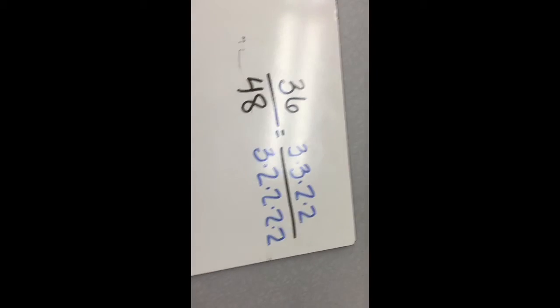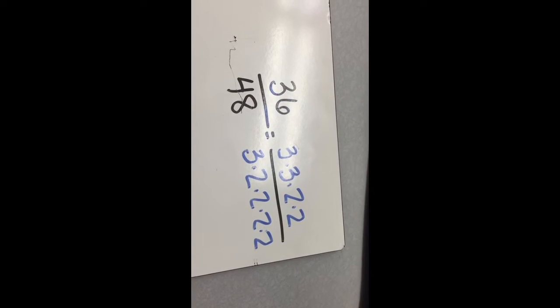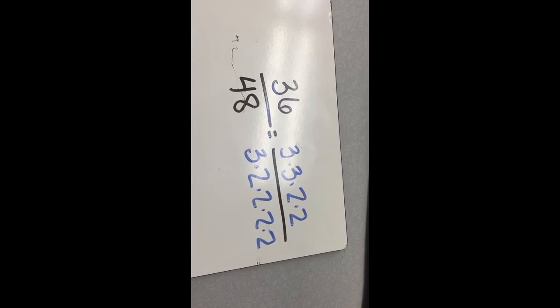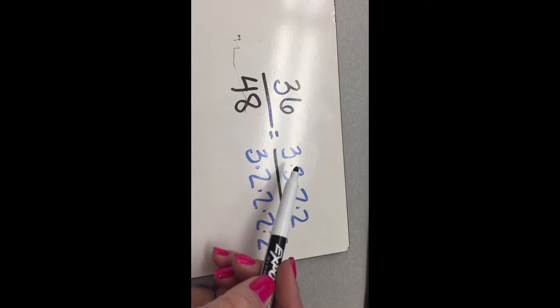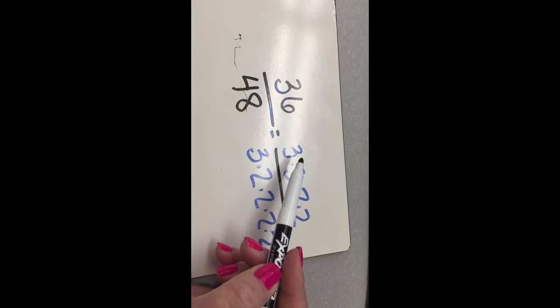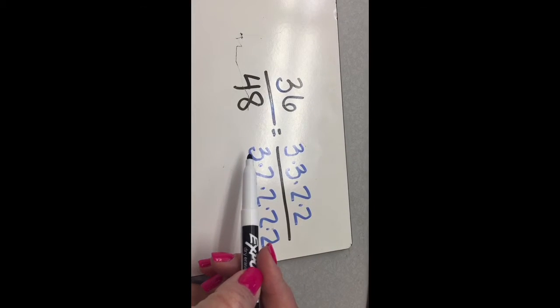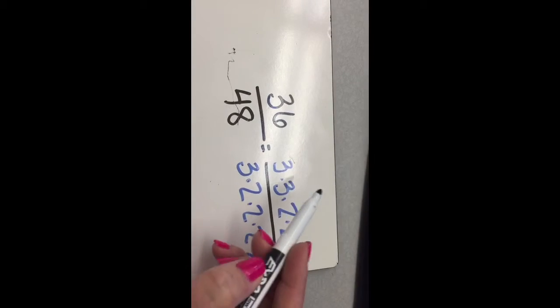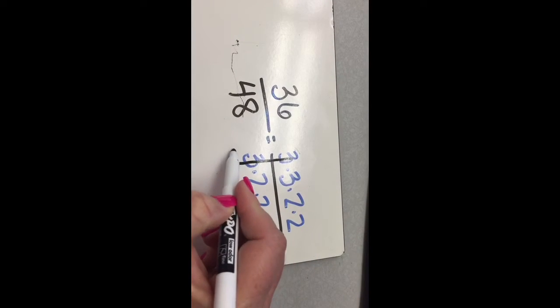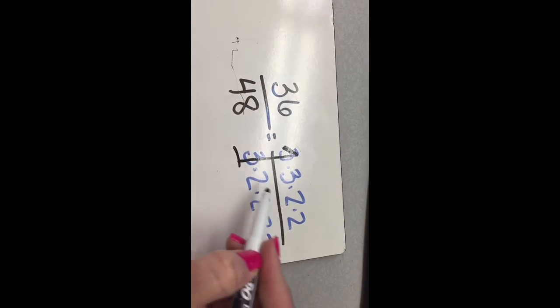Instead of simplifying like we've been doing, maybe by starting with divisibility by 2, by 3, what have you, we're going to look for pairs that match to form what we call a giant 1. Any number over itself equals 1. So we're going to look for matches. I have 3 and 3 as a match. That forms a giant 1.